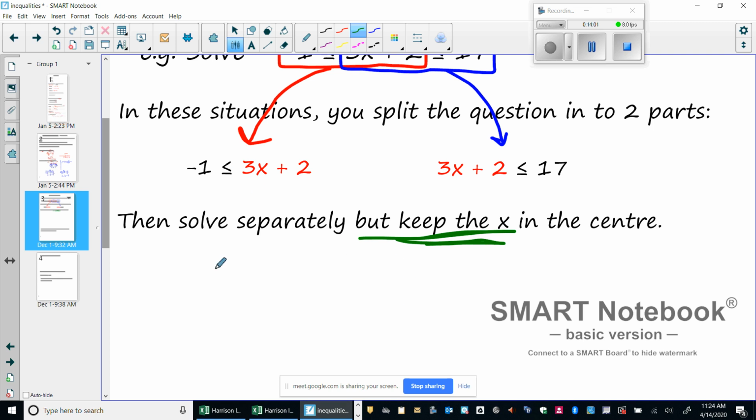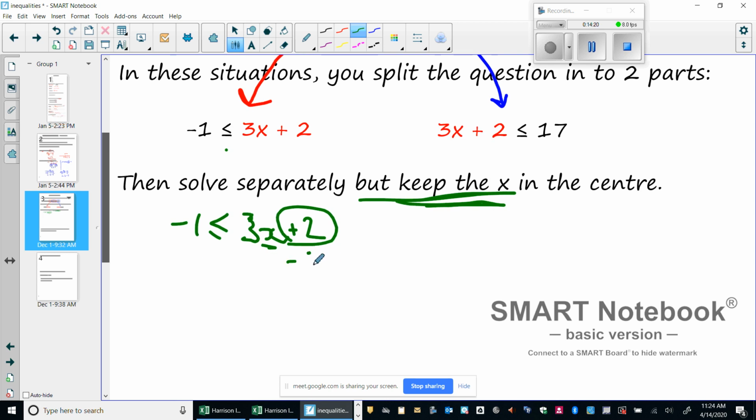Okay. So here I'm going to follow this first one. So -1 is less than or equal to 3x plus 2. Okay, so we need to try and get our x on its own. Our weakest bond is the plus 2, so we need to do the opposite operation. That's subtract 2 from both sides. So we've got -1 take away 2 is -3. And now we've just got the 3x, because we took away the 2.